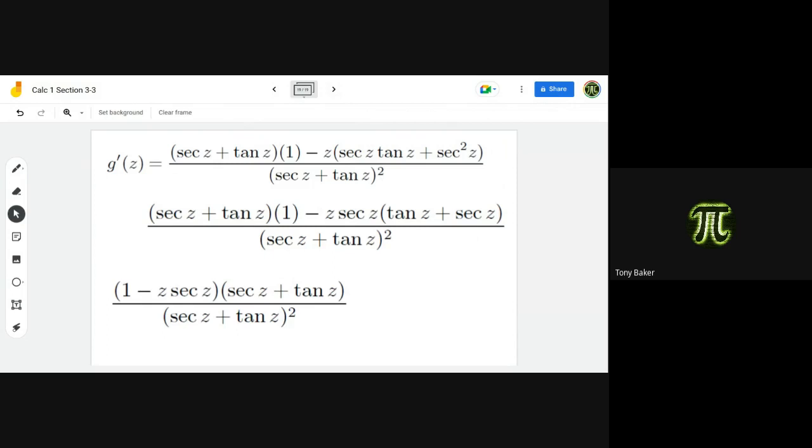The reason why, if you remember the other one, we did a whole bunch of simplification, we got down to the end, but it really didn't do anything to the problem. In this one, I can now cancel that with that. So that's my final answer. That's the reason why we went through all those steps to simplify down, because that actually removes stuff from the final problem. So I end up with 1 minus z secant z over secant z plus tangent z.